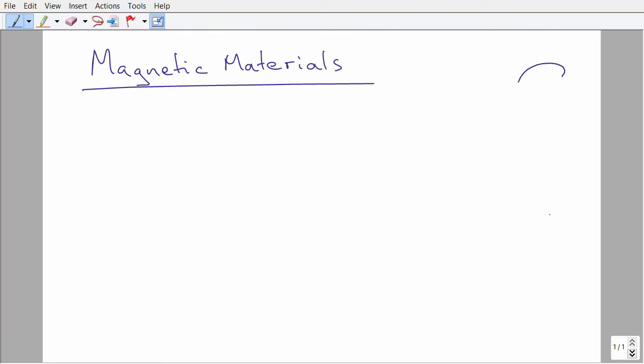Okay, so we're going to launch into an investigation now of magnetic materials, and we're going to parallel the development that we followed in our consideration of dielectric materials. So I'd just like to remind you of how we approached the problem of dielectric materials.